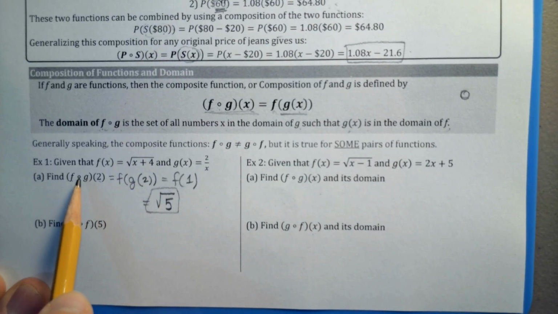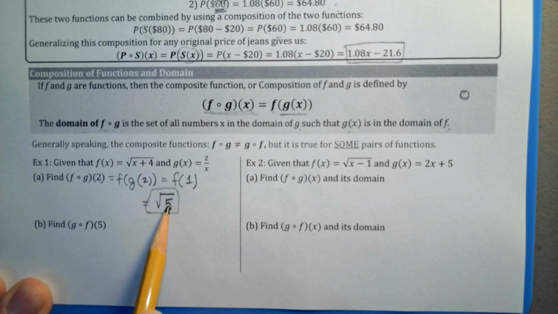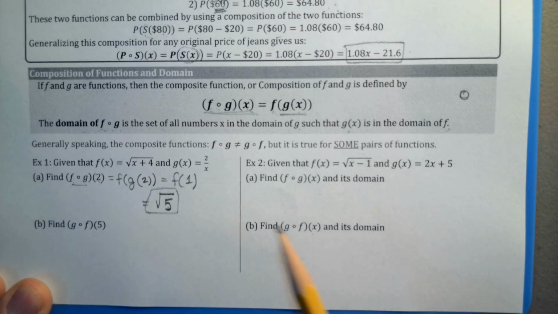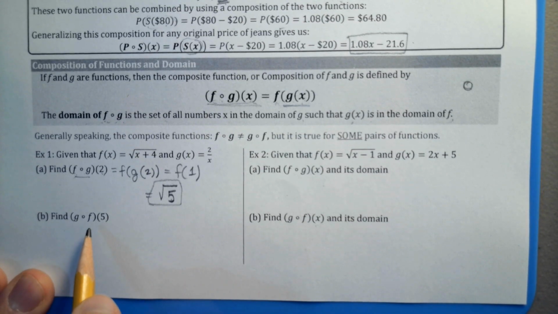So f of g of 2 is square root of 5. We can also, again, say that that's f∘g of 2, just kind of a shortcut way of saying it. Okay, so now g∘f of 5.